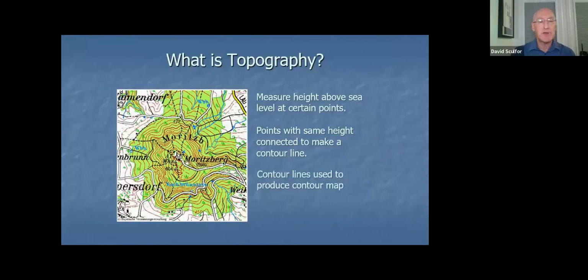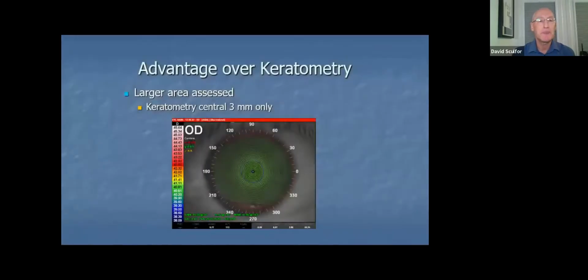So you then produce a contour map, and this is really what we're interested in when we're measuring the cornea: to get a graphical representation of the shape of the cornea. Rather than height above sea level, of course, what we're doing is mapping corneal power. Now, the key advantage over keratometry is that you get a much larger area assessed.